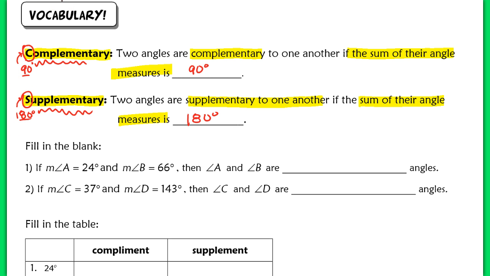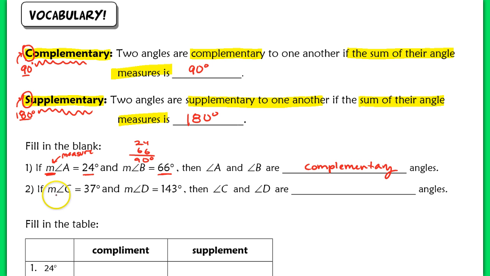Okay, let's try to fill in the blank here in the next couple problems. The first sentence says, if the measure of angle A is 24. So we see this little symbol. That means the measure of angle A. So it's just an abbreviation for measure. So they're giving us the angle measure here of angle A. And they also say that angle B is 66 degrees. Well, since 24 and 66 will add up to 90 degrees, we say that A and B are complementary angles.